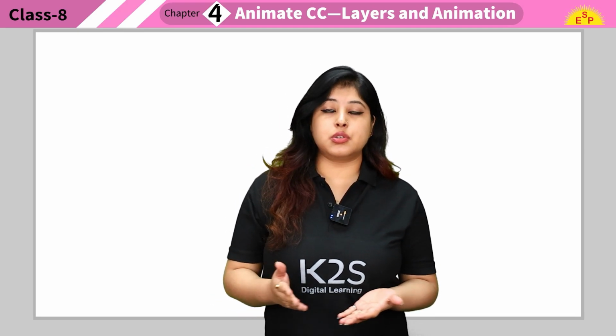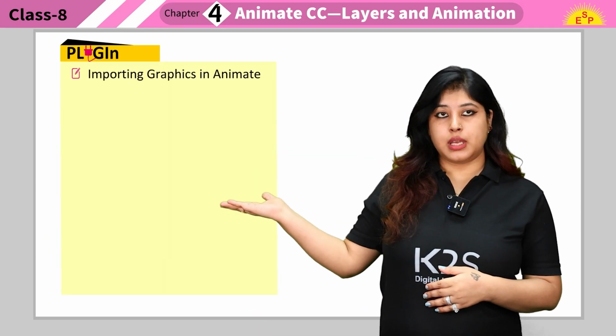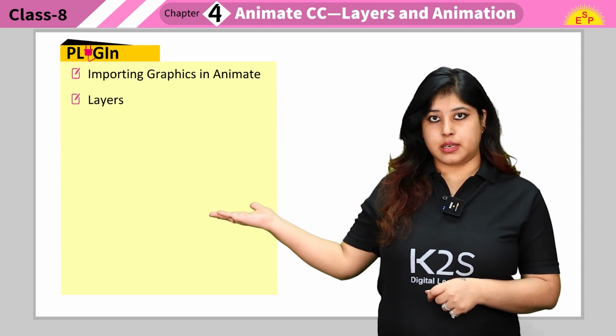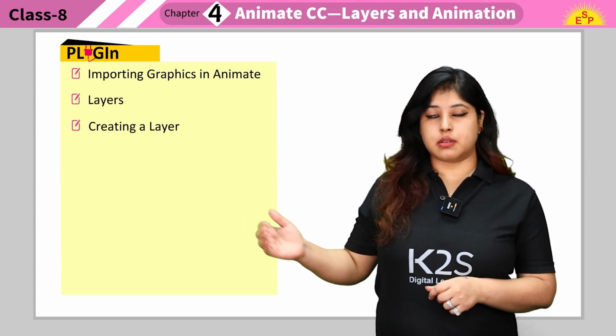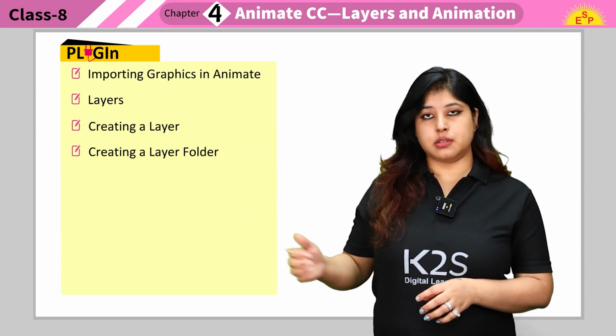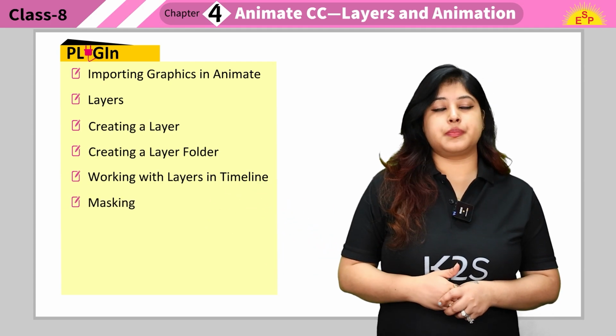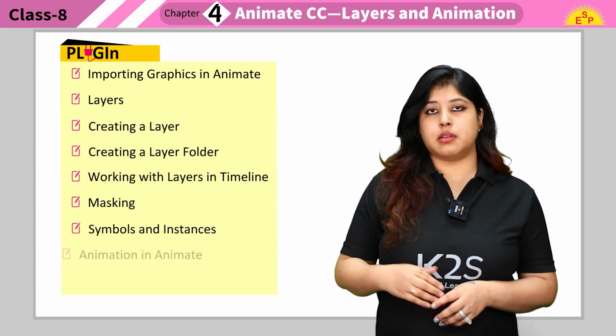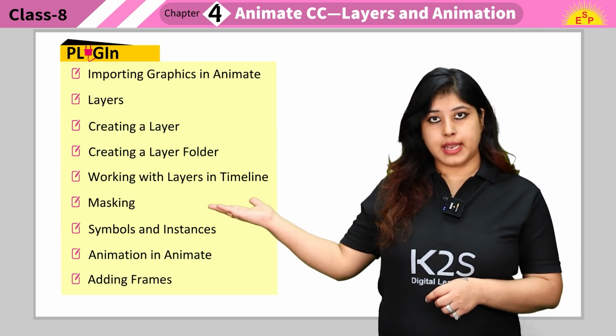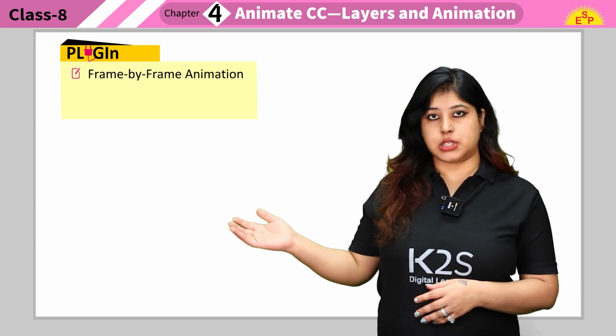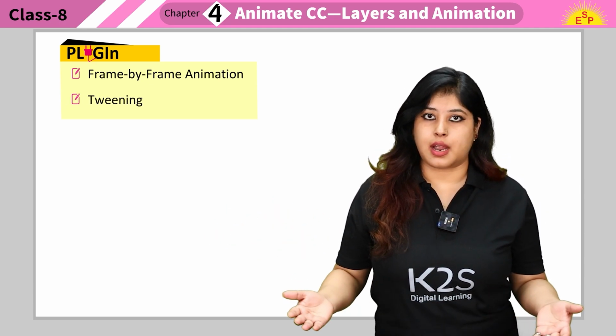In this chapter we learn to work on layers, timeline, how to add frames and how to animate, and different types of animation like tweening animation and morphing. So let's plug in the chapter: importing graphics in Animate, layers, creating a layer, creating a layer folder, working with layers in timeline, masking, symbols and instances, animation in Animate, adding frames, frame by frame animation, tweening. Let's just start the chapter.